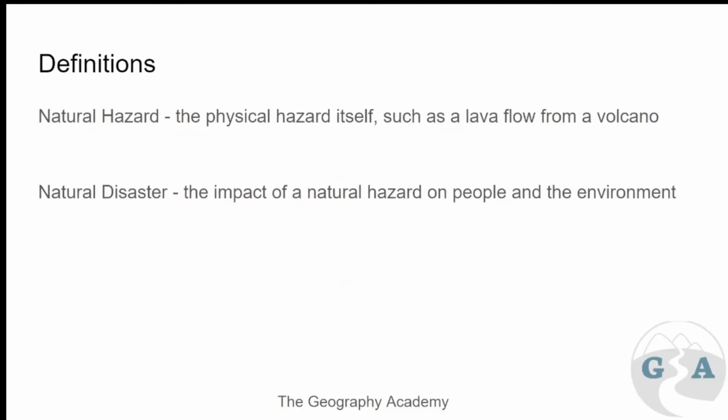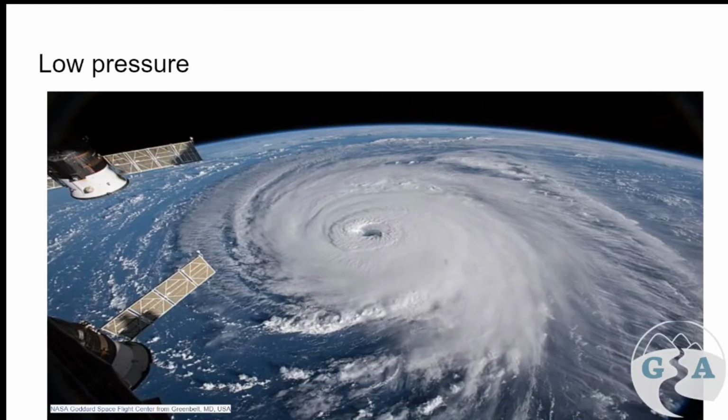Okay, just quick definition getting started. A natural hazard then is the physical hazard itself: lava flow from a volcano, wind from a tropical storm, seismic waves from an earthquake. Natural disaster is then how those hazards impact people and the environment, right? So if there was nobody around or nothing in the environment was damaged, it would be a natural hazard, but not a natural disaster.